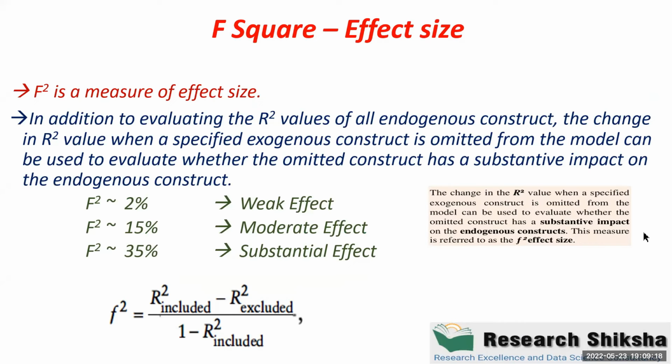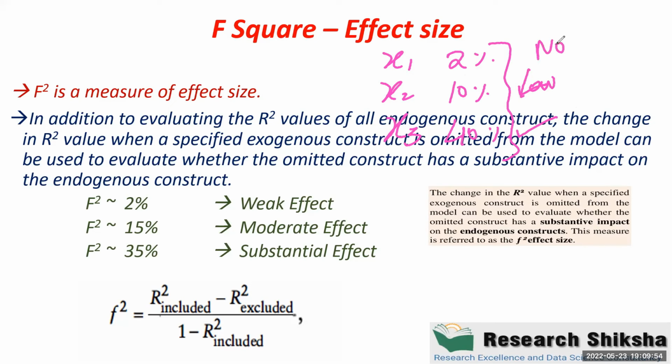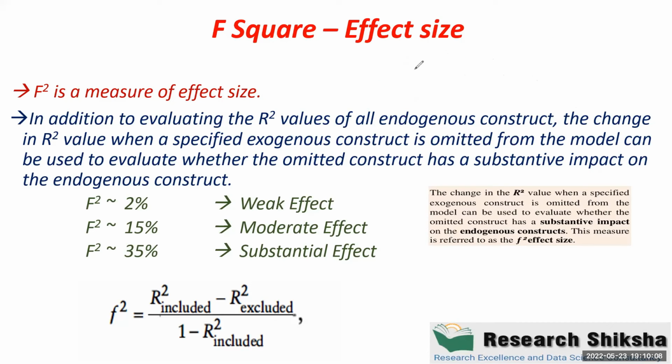Actually, in one model, you don't have only one independent variable. Most of the time you have many independent variables. For example, you have x1, x2, x3, and F square is 2%, 10%, and 40%. So you will get different values of F square for different variables. Now you can say the effect size of the third variable is strong, and the others are moderate, low, or no effect size. So you can tell that x3 is the most important variable which explains y in the regression model.